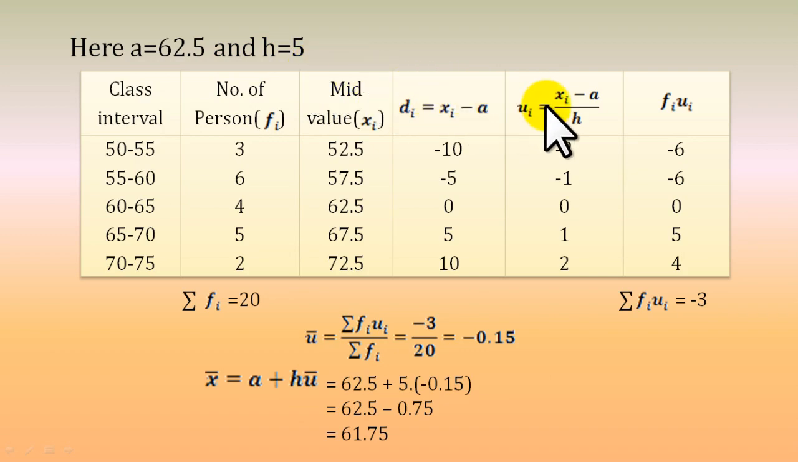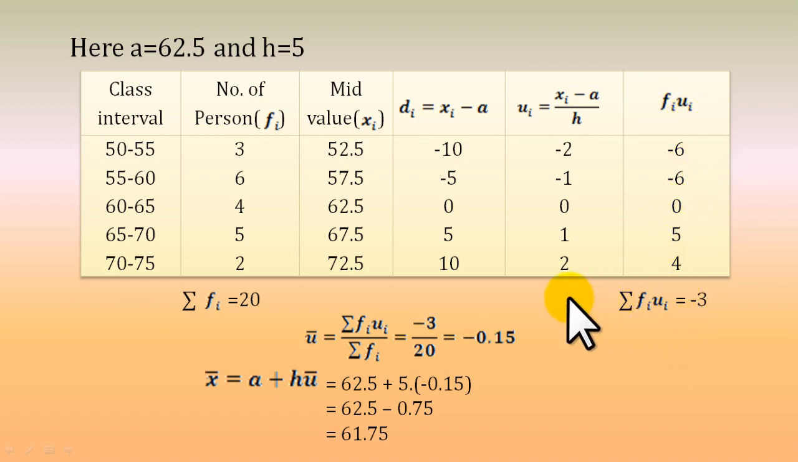Now here we have constructed a table by using the step deviation method. Here also the first column is for class interval, the second column is for number of persons, the third column is the mid value, and the fourth column is the value of di. In the fifth column we divide the subtraction by the class length, and here our class length is 5, which gives the value of ui. In the last column we find the product of fi and ui.